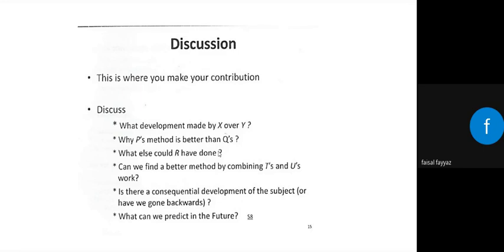Can we find a better method by combining P's and U's work? Is there a consequential development of the subject, or have we gone backwards? What can we predict in the future? So these are the questions about your research. These are general questions that I have developed as a sample for you. So you can do this, and in this way you can make something better. You can refine your research. You can basically make your article able to be published in a Scopus journal.